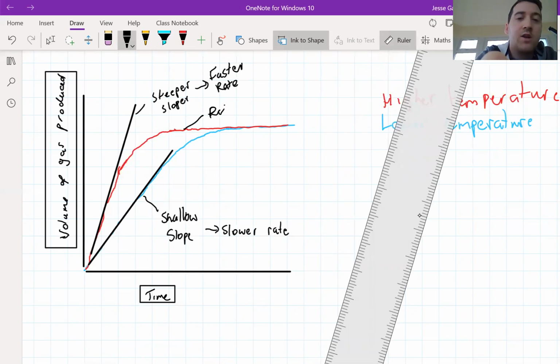So we say the reaction finishes quicker. Whereas the blue line only becomes flat here. The reaction finishes slower.